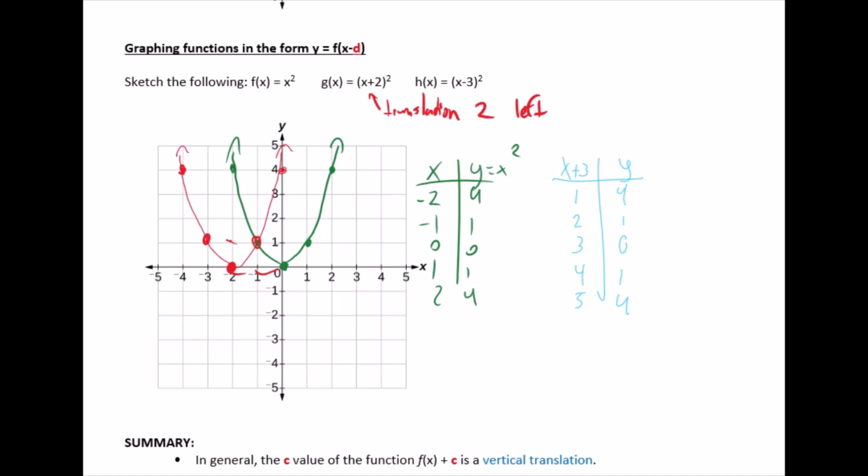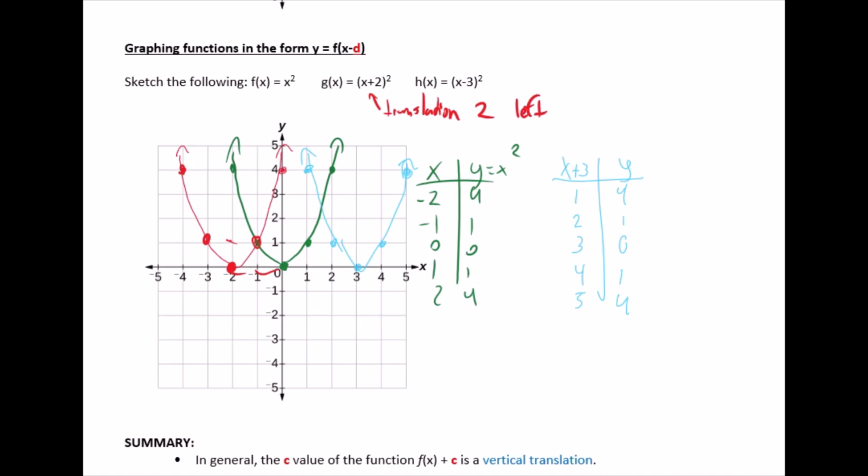So let's plot these points. We have 1, 4, 2, 1, 3, 0, 4, 1, and 5, 4. So that is h of x being translated 3 to the right.